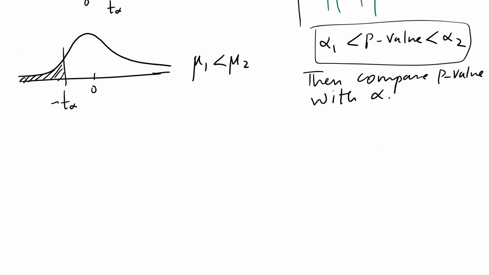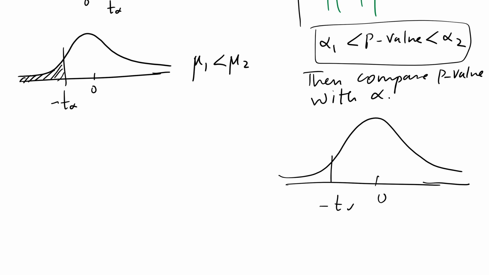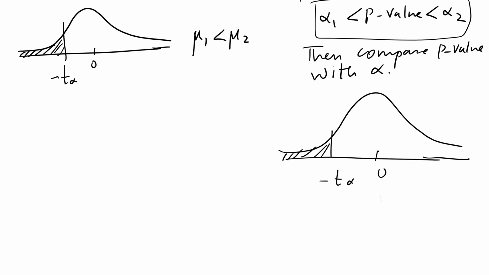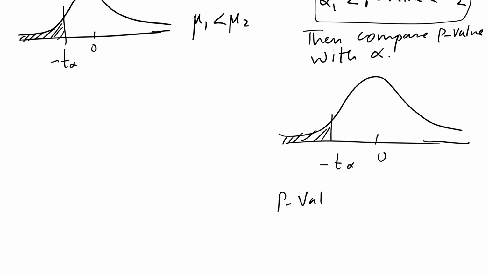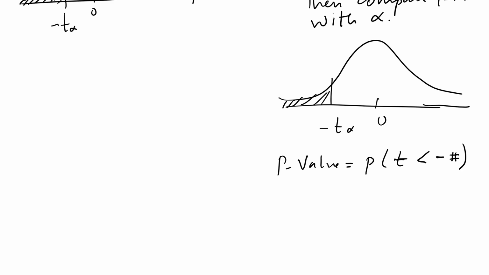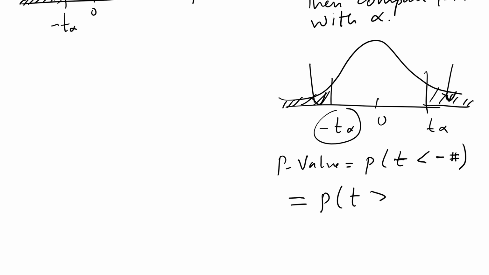Now, sometimes if you are doing a left-tail test and you get a negative t sub alpha, how do you find the p-value? The p-value, again, is the probability that t is less than that negative number. In this case, by symmetry, if you have negative t sub alpha, then t sub alpha would be on this side, and the areas are exactly the same. So we can find the probability that t is bigger than that positive number. These two are the same.